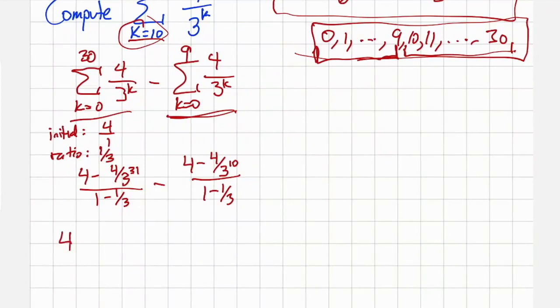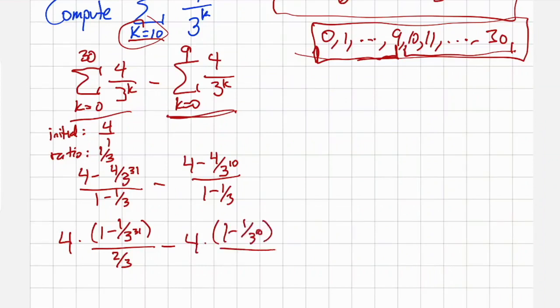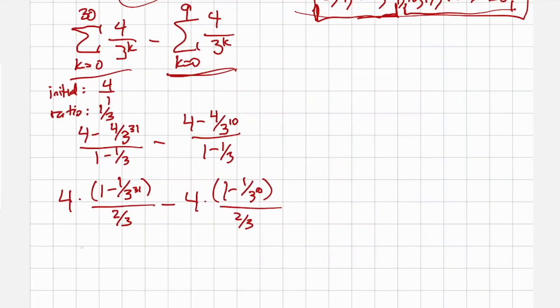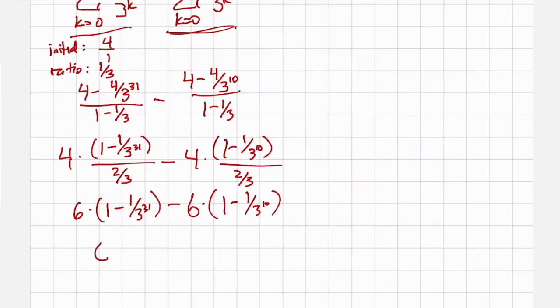I'm going to factor out a 4 first, so I get 4 times 1 minus 1 over 3 to the 31st over 2/3 minus 4 times 1 minus 1 over 3 to the 10th over 2/3, which we can write as 6 times 1 minus 1 over 3 to the 31st minus 6 times 1 minus 1 over 3 to the 10th, which simplifies to 6 times 1 over 3 to the 10th minus 1 over 3 to the 31st. Let's stop there for now. On to the next video.